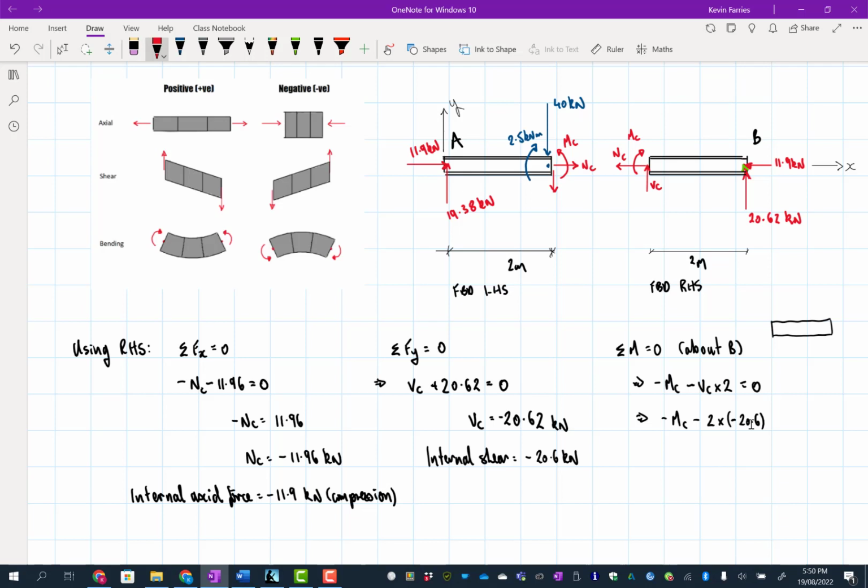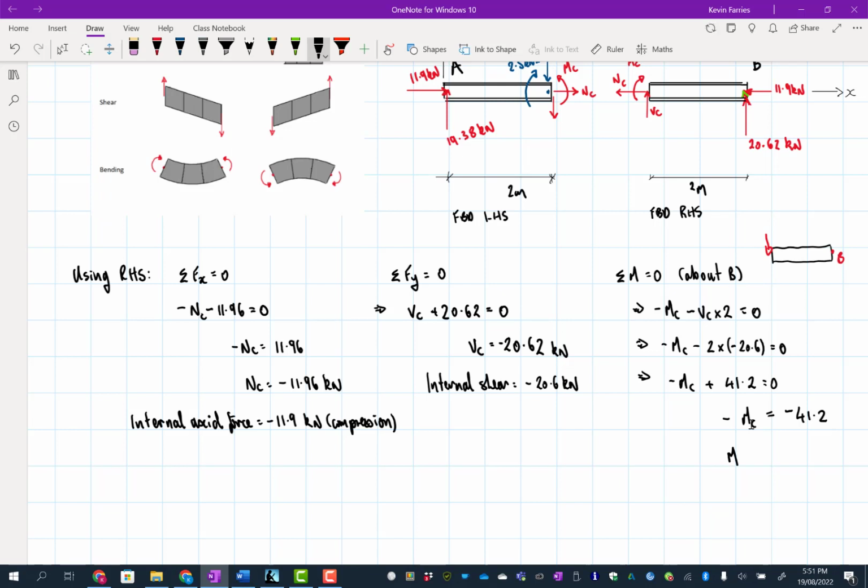So VC is actually down the way like so. That's where it should really be. And that would make this whole thing positive because it's now turning it anti-clockwise around B. So at the end of the day, the whole thing should end up positive. And that's what's going to happen. So minus MC plus 41.2 goes 0. So therefore negative MC is equal to, just because I know the answer, negative 41.2.